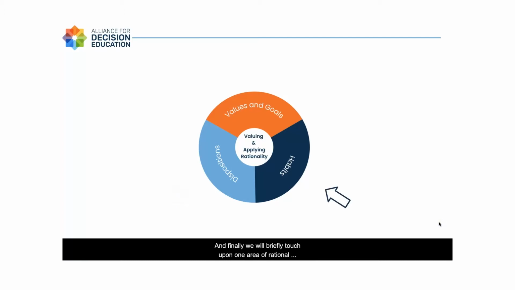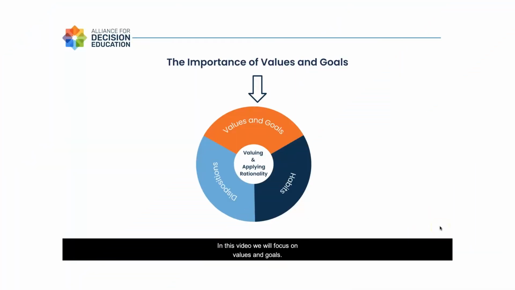And finally, we will briefly touch upon one area of rational behavior, which is managing habits as a way to ensure that our daily routine actions better align with our goals. In this video, we will focus on values and goals.